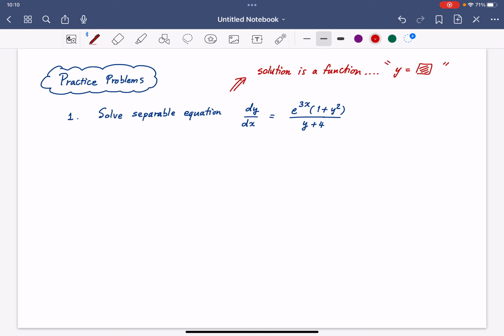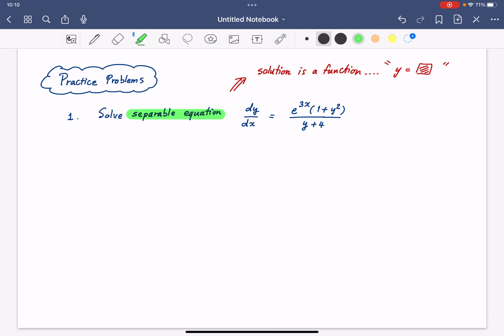This is what you are looking for, the solution. First of all, we're going to learn how to solve a separable equation. A separable equation is an equation where you can move x and y separately to each side. So if you have a separable equation, you can simplify it, and at the end you get an equation where you separate x on one side and y on the other side.